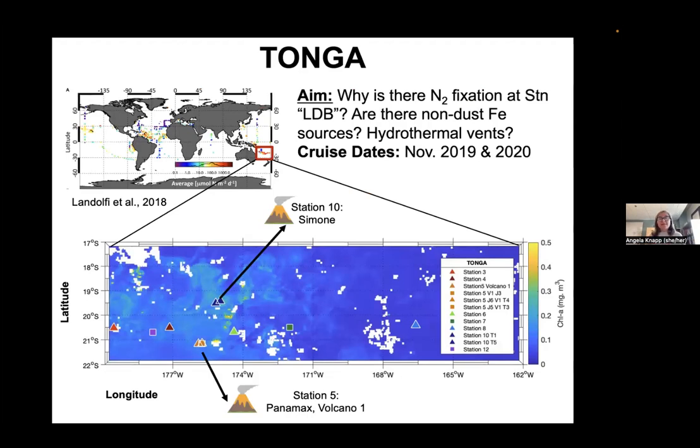And they didn't expect that when they went out on the earlier projects. So they weren't really equipped to definitively demonstrate that. So then they went out again to really try and collect all the data that they needed to support this. And so these are stations that they had also in the Western Tropical South Pacific.